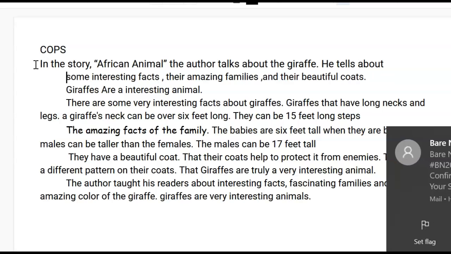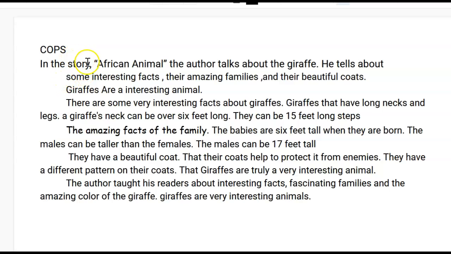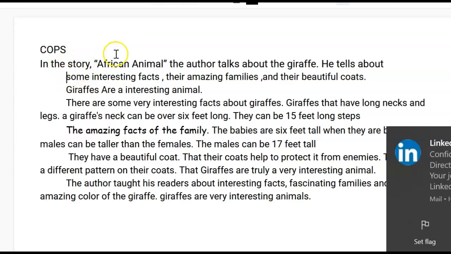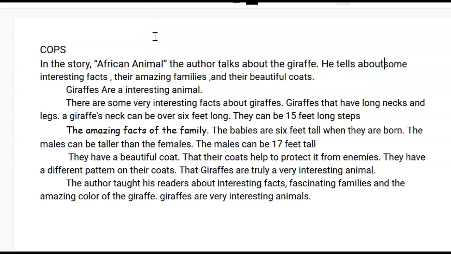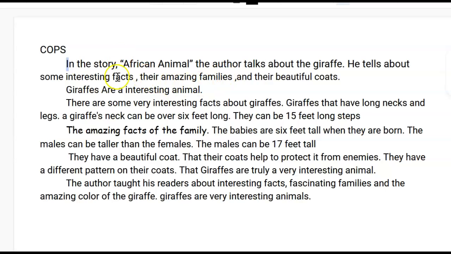Oh, but you know, look at what happened. There's some issues with his or hers. I think it's Josephina's formatting. So I'm just going to go backwards a little bit. And so now I'm going to see if I can tab this. Yep, now I can. In the story, African Animal, the author talks about the giraffe. He tells about some interesting facts, their amazing families, and their beautiful coats. So the writer is telling us exactly the three things they're going to talk about.